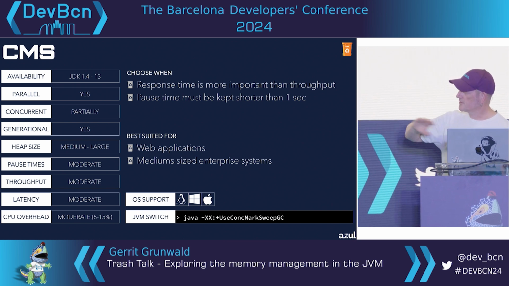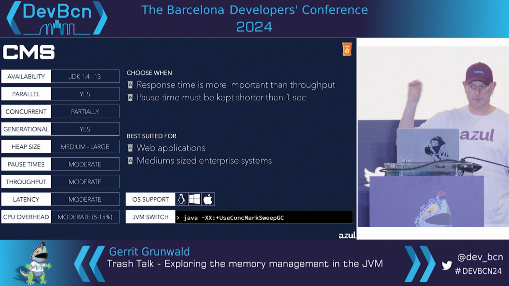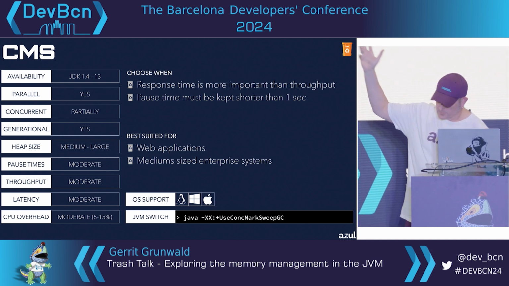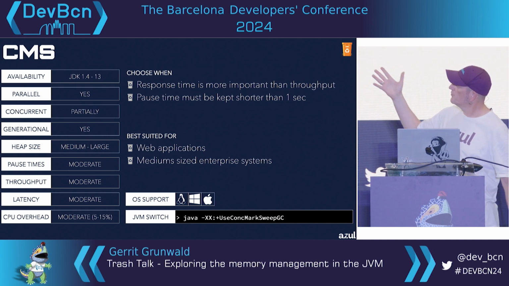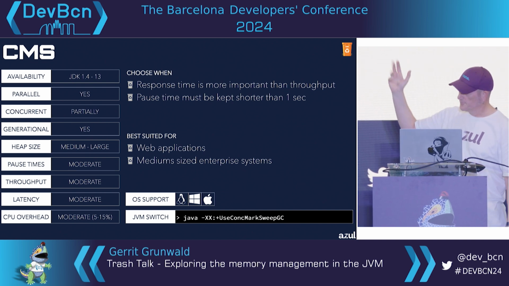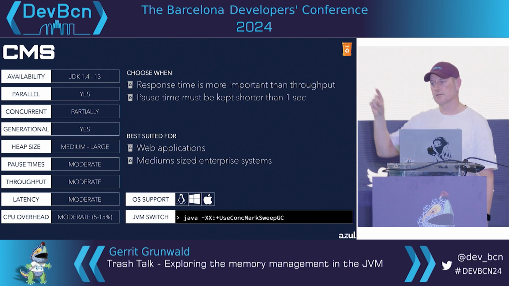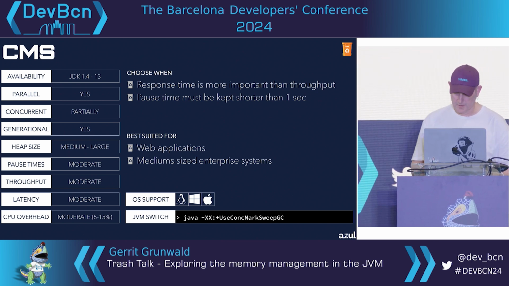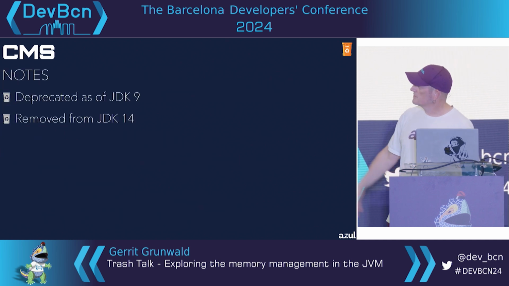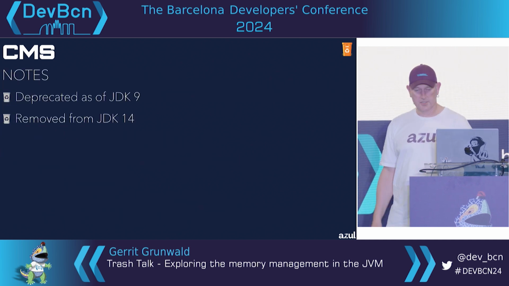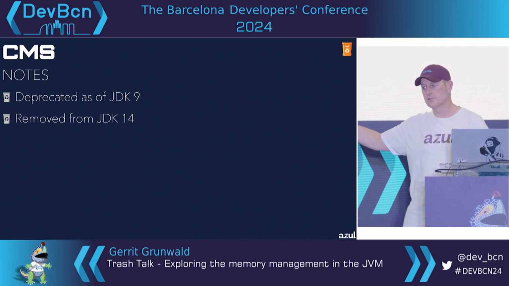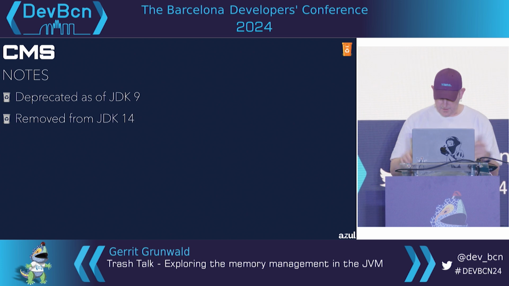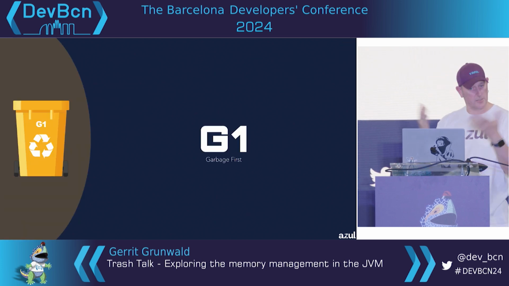It's generational, like all the collectors in the OpenJDK except one are generational. And it's good if your response time is more important than throughput, and the pause time must be kept shorter than 1 second. This was a good collector, right? So for web applications, medium-sized enterprise stuff. And as I already mentioned, it was deprecated in JDK 9 and removed with JDK 14, so it's not part of the JDK anymore. And there is a successor for that, which is called G1, right?